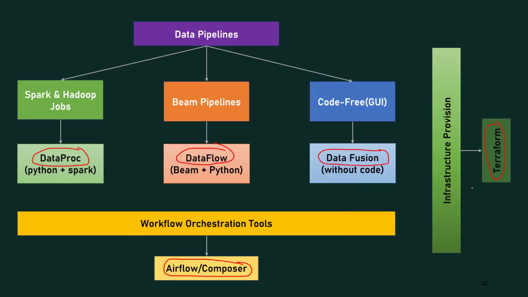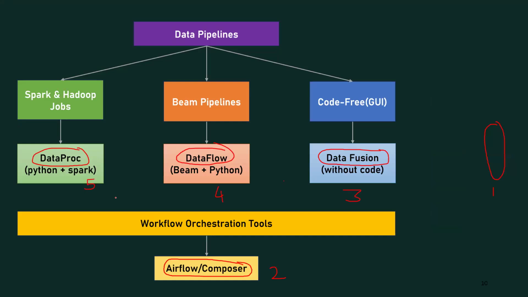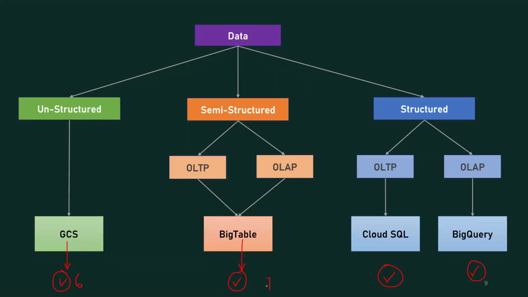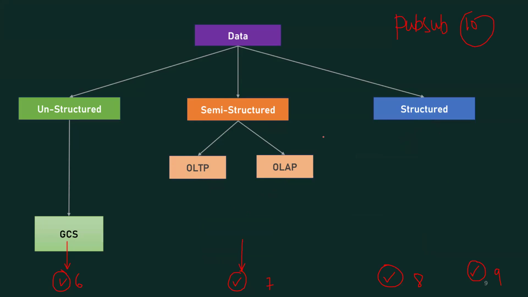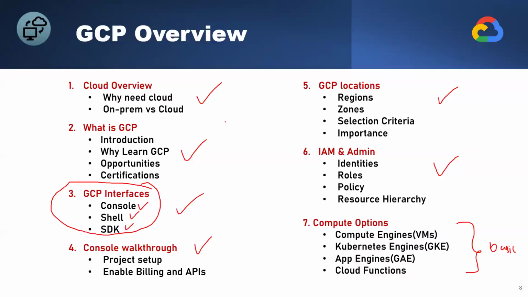So if I count them, 1, 2, 3, 4, 5, and we have 6, 7, 8, 9. Okay, the basic idea of all of this. I think one more is also Pub/Sub, 10. Okay, a total of 10 data engineering tools on a basic overview and how to work with all of these things. And one more thing is the detailed basic concepts of the GCP overview: how to work with the GCP interfaces, console walkthrough, locations, and admin. These concepts are the same in advanced and real time. So these concepts we are going to cover in detail.